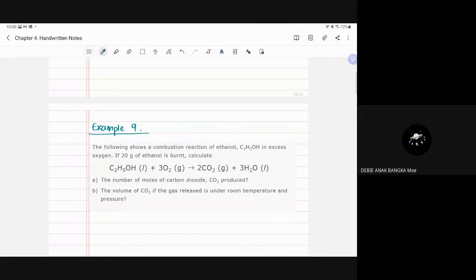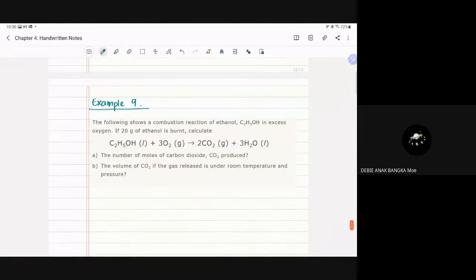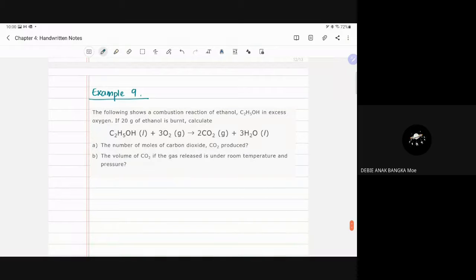Okay, so the following shows a combustion reaction of ethanol, C2H5OH, in excess oxygen. If 20 grams of ethanol is burned, calculate the number of mole of carbon dioxide produced. So dia bagi jisim ethanol, dia bakar dalam oksigen yang cukup. Dia minta berapa banyak CO2 yang sepatutnya terhasil. Okay, so ini melibatkan chapter 3 punya knowledge juga.